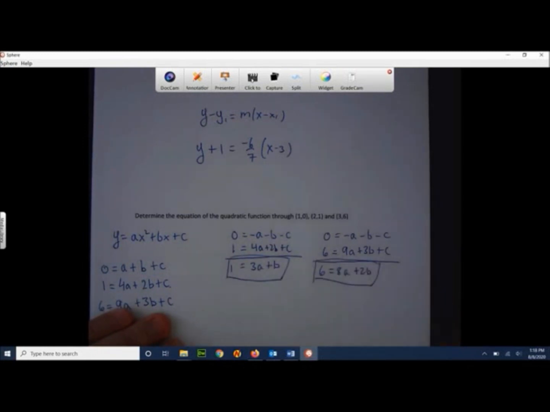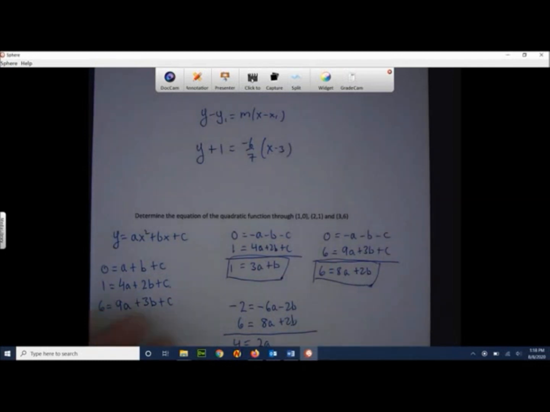Okay, then I need to work with this equation and this equation. And I can choose to get rid of the a or get rid of the b. I think the b is easier. Multiply this equation by negative 2. That'll give me a negative 2b. Add it to that one. So multiplying this by negative 2. Negative 2 equals negative 6a minus 2b. Add it to this one. 6 equals 8a plus 2b. Add them up. I get 4 equals 2a, so a equals 2.